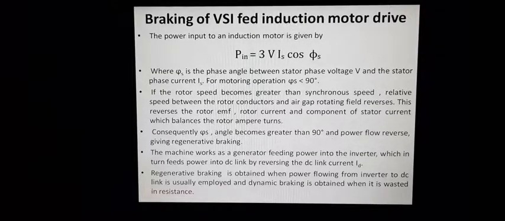In the case of motoring operation, definitely the rotor will be running with a speed which is less than that of the rotating magnetic field, because the rotating magnetic field is running at synchronous speed. Rotor will be definitely running at a speed which is less than that of the synchronous speed. So in that case, let us assume that particular relative value sign as positive during motoring operation.